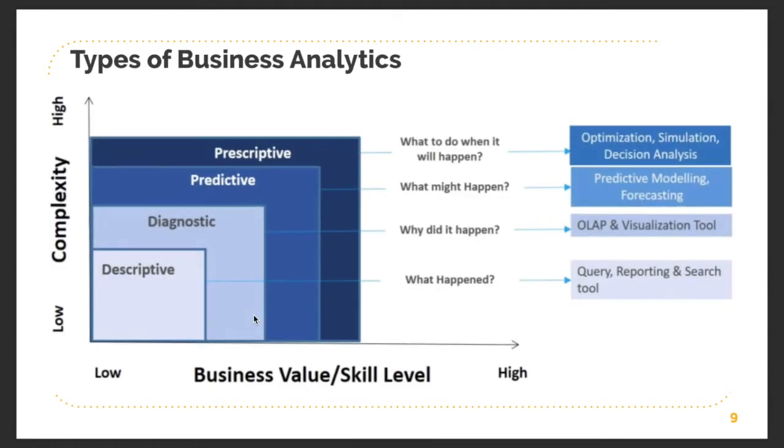Now let's go to the types of business analytics. The types of business analytics are classified according to how complex they are and what is the business value of that particular technique. So we have the lowest form, which is descriptive, and then diagnostic, predictive, and prescriptive. Prescriptive has the highest complexity but gives you the highest business value, which also requires a high skill level.